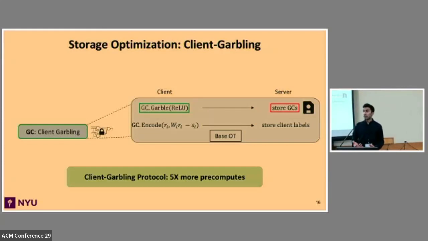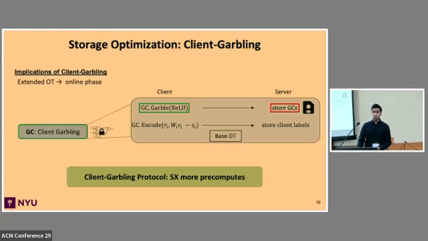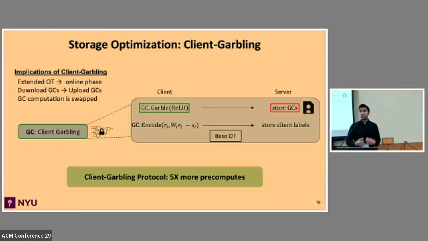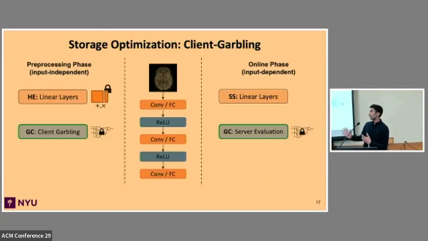Now there are some caveats to doing this switch. The first one is oblivious transfer, extended oblivious transfer, moves to the online phase. Rather than downloading these garbled circuits to the client, we're now pushing them to the server. And finally, the actual computation for this protocol is swapped. Now the client is garbling, and the server is the one actually performing evaluation. So those are things to just consider. So stepping back out, here's the protocol again with our client garbler protocol.